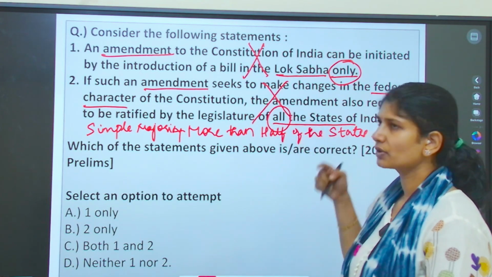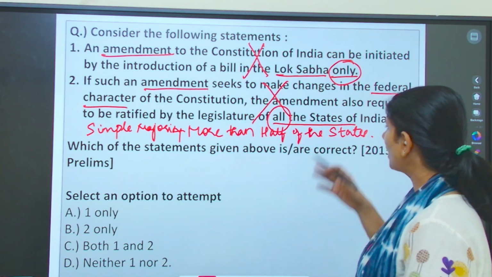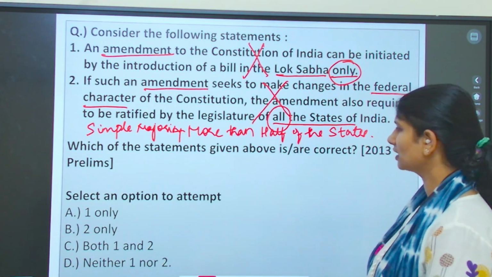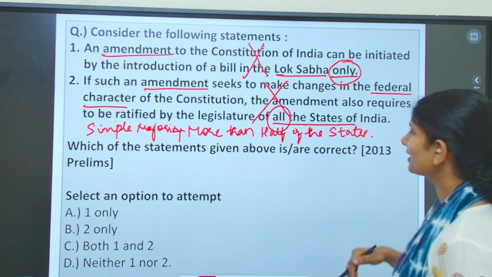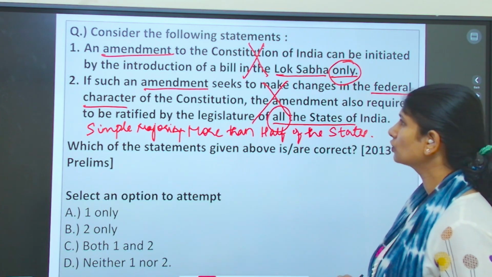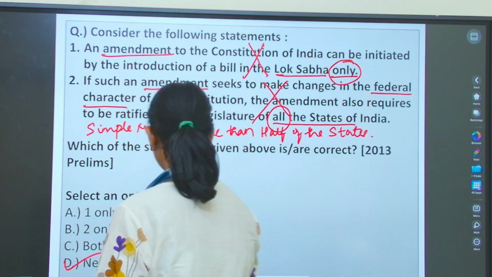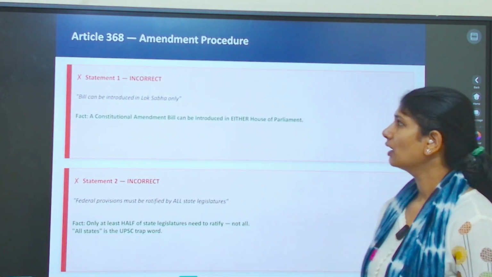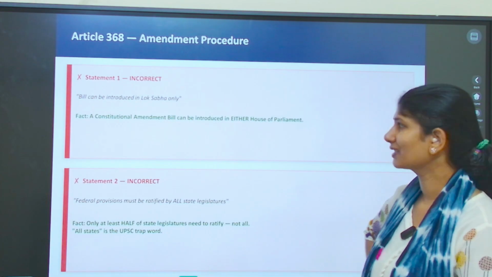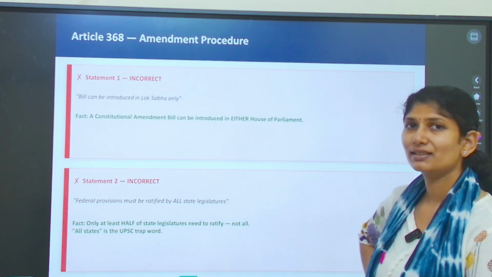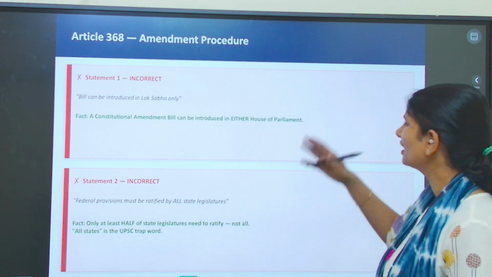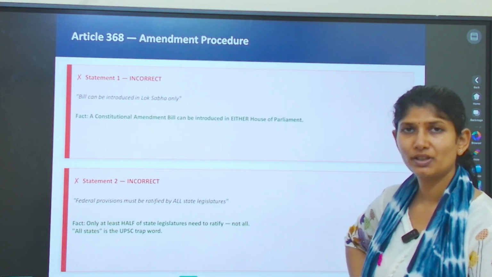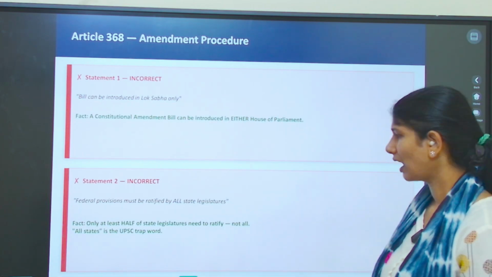If this word all was not there, and it was replaced by half of the states, then the statement would have become correct. So here they're asking for correct statements. Neither one is correct. So the option is neither one nor two. Like we said, your amendment procedure is under Article 368, where the first statement telling that the bill can be introduced only in Lok Sabha is wrong. It's in either house of parliament. Second statement telling federal provisions has to be ratified by all states is wrong, it is more than half of the states.